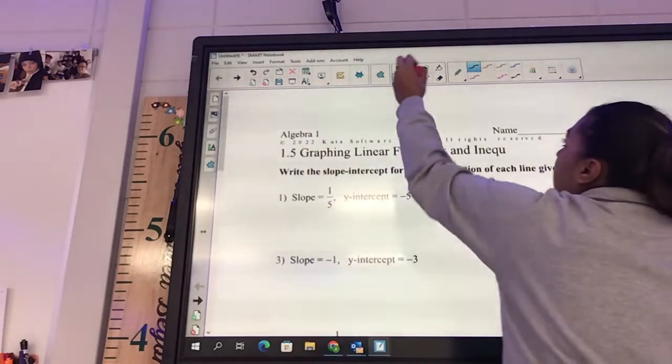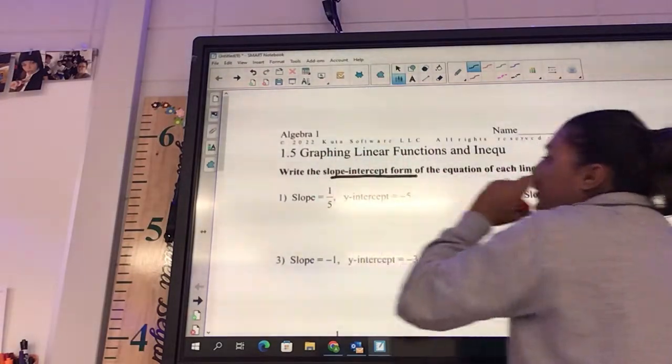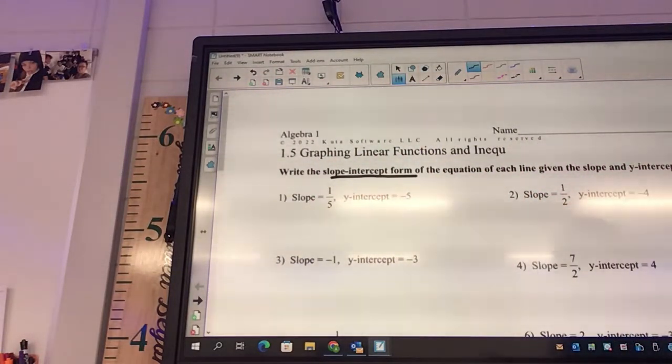Free food. Stop. Okay, so slope-intercept form looks like this, and you need these notes.